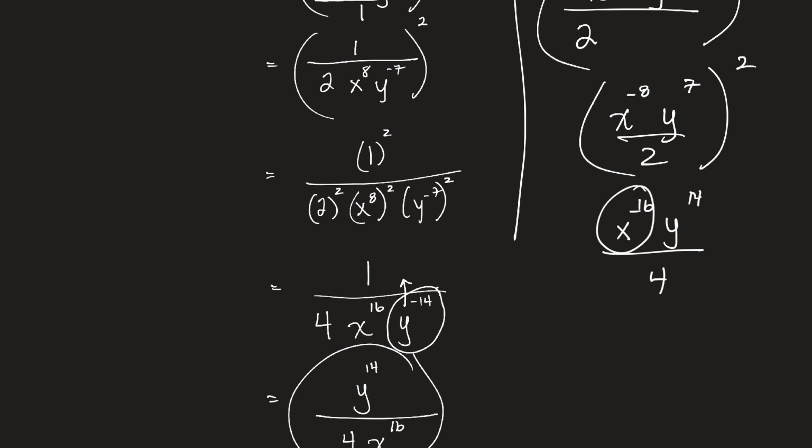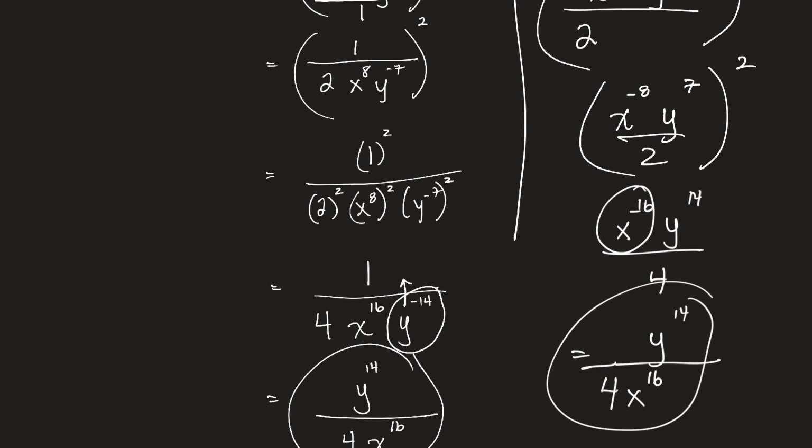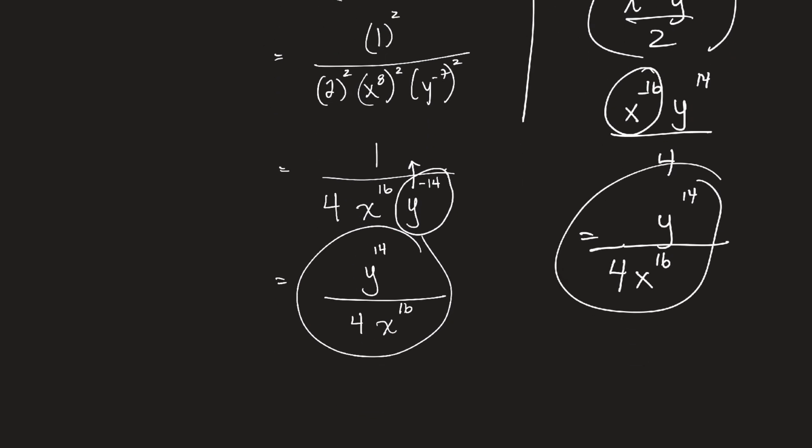Now, there's a negative. Let's take it to the bottom, make it positive. So y to the 14th over x to the positive 16 times 4. Okay, and that's the same answer that I had on the other side. Okay, hopefully that helps.